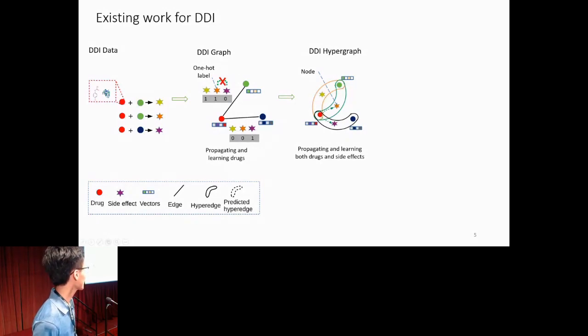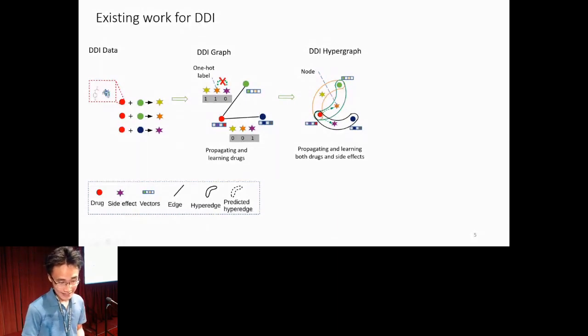So in order to solve this, we already proposed to bring DDI graphs to DDI hypergraphs. So what's different? We change the side effect one-hot vector into a node in the graph. So now the graph becomes a hypergraph, and each hyperedge, instead of only containing 2 drug nodes, now contains 3 nodes, 2 interacting drugs and 1 side effect. So I emphasize that each pair of drugs may belong to several different hyperedges.